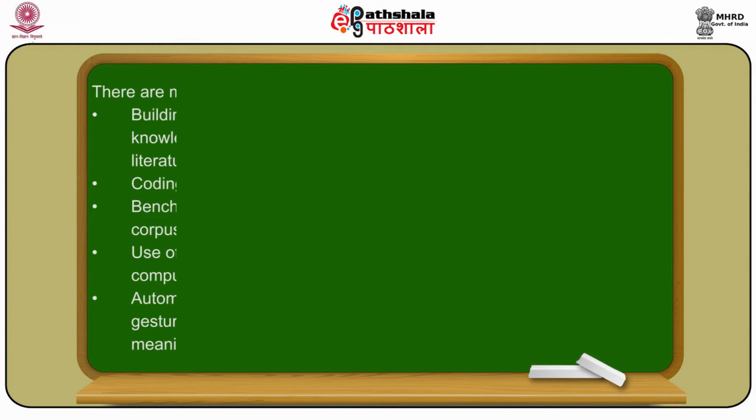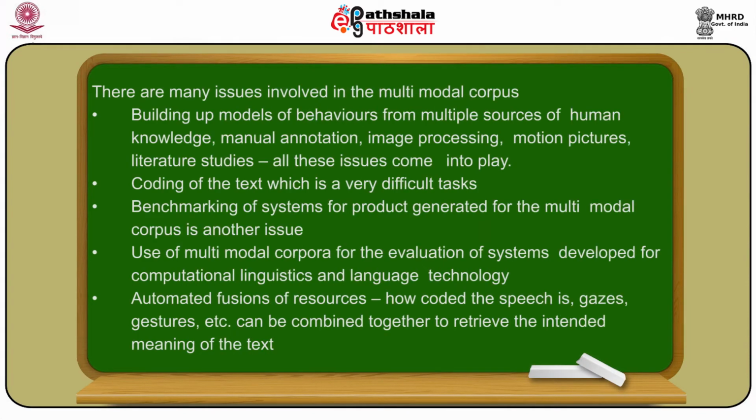So there are important issues involved in the multimodal corpus. First is building models of behavior from multiple sources of human knowledge. Manual annotation, image processing, motion pictures, literature studies, all those issues actually come into play. Then the next important part is coding of those texts. Coding schemes for annotating multimodal video corpora is a real tough job. Then validation of multimodal annotations and metadata descriptions of multimodal corpora.